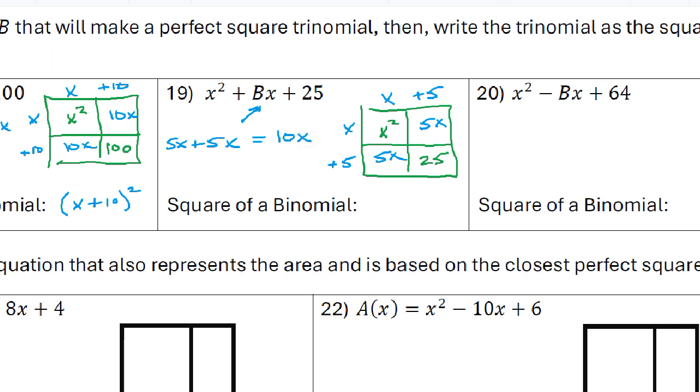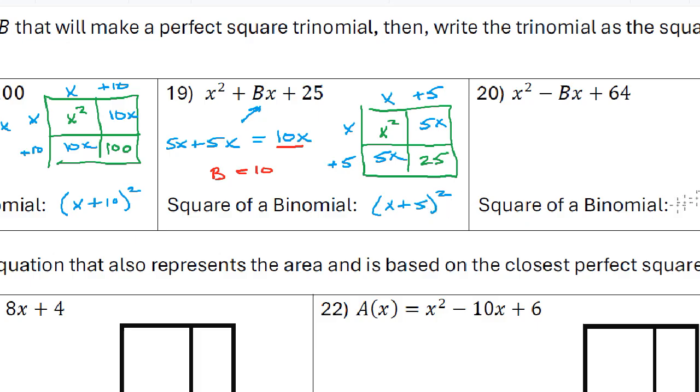And that means, class, the b value is right here. So b equals 10. Square of the binomial, easy peasy. We've got our square right here, side by side, length times width. So you've got x plus 5 squared. Done. Checking my answer key as I go, class, just to make sure I don't make a silly mistake and have to redo my videos.